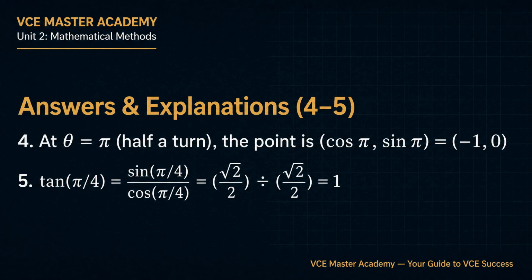Question 4. The angle pi is half a turn, landing on the far left of the circle, so the point is cosine pi, sine pi, which is (-1, 0). Question 5. Tangent of pi over 4 is sine over cosine. Both sine and cosine of pi over 4 are √2 over 2, and something divided by itself is 1, so tangent of pi over 4 is 1.